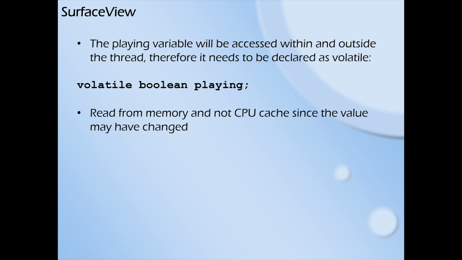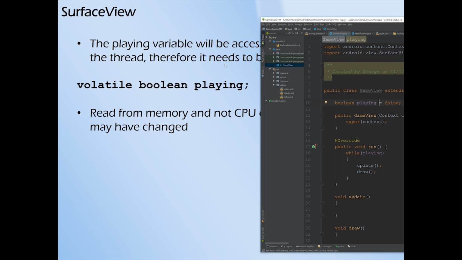Our Boolean so far, when I declared it over here, is just a Boolean. What we also need to do is make sure it's volatile. Why? Because we're actually going to be modifying the Boolean value from outside of this class. That is, we're going to be attempting to change it across two different threads. Not only the thread that we generate for our surface view, but also the thread that's running our main activity, which is the main UI thread. So we need to make sure that this is called volatile.